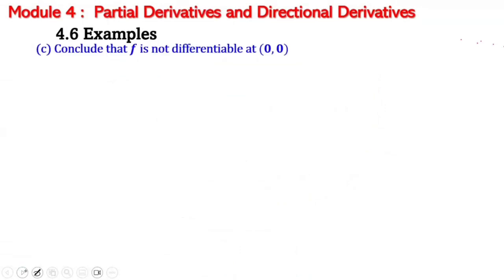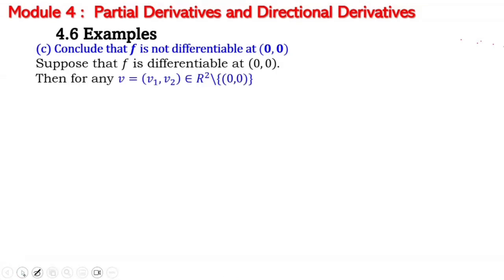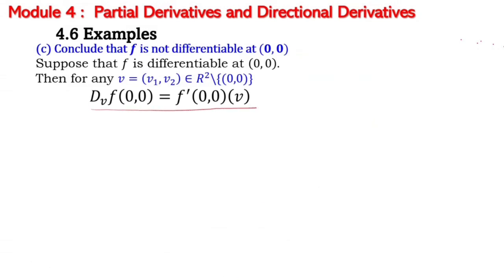Now, the third part is to conclude that f is not differentiable at (0,0). For that, we'll show it by contradiction. So we assume that f is differentiable at (0,0). Since it is differentiable, then for any v the directional derivative exists, and it is related to the derivative of the vector function by this relation. It is equal to f'(0,0) applied to v.